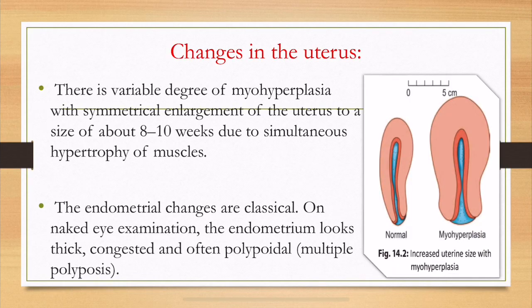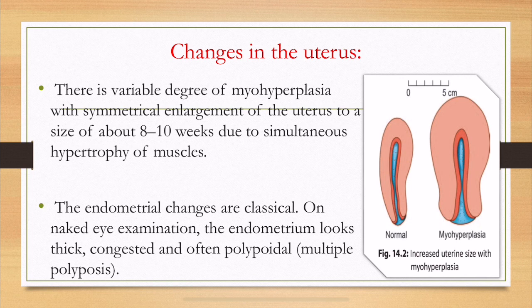With symmetrical enlargement of the uterus to a size of about 8 to 10 weeks, the uterus is going to increase in size up to that of an 8 to 10 week pregnant uterus, due to the simultaneous hypertrophy of the muscles of the uterus.